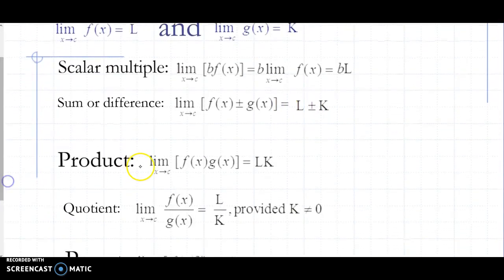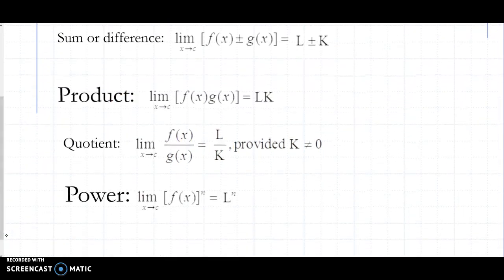Product property: if I have the limit of a product of two functions, then that's also equal to the product of their limits. Quotient, same thing. Also, assuming that K is not 0, this works as well. It's very similar to the other properties we've been talking about. And last but not least, the power, which this one's kind of neat. If I'm taking the limit of a function to a power, that's the same thing as the limit to the same power.